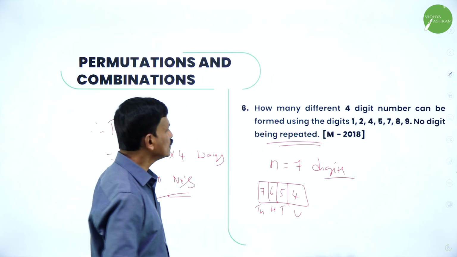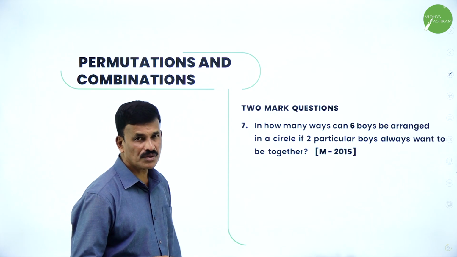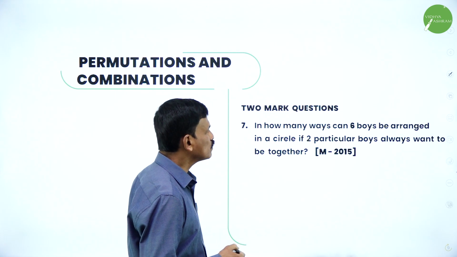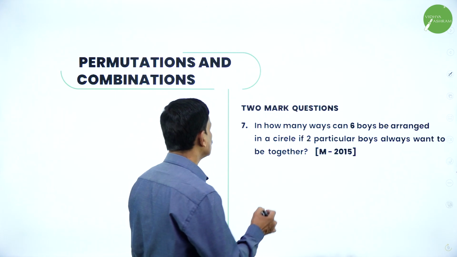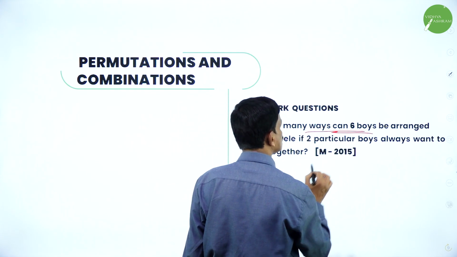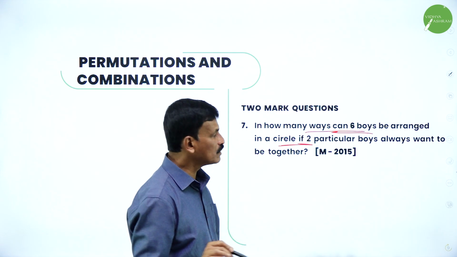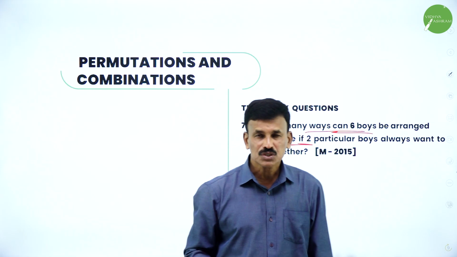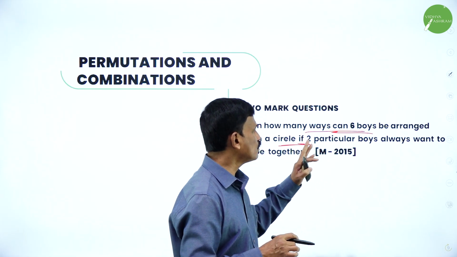That's it. Okay. Now, move on to the next problem, a 2-marker question. So, these are all 1-mark questions. Now, let's discuss the 2-marker question. In how many ways can 6 boys be arranged in a circle if 2 particular boys always want to be together? So, out of 6, we are going to arrange in such a way that 2 particular boys will always be together.